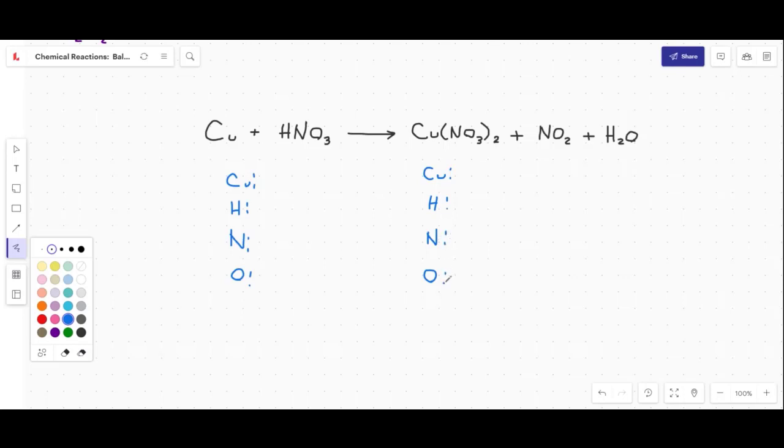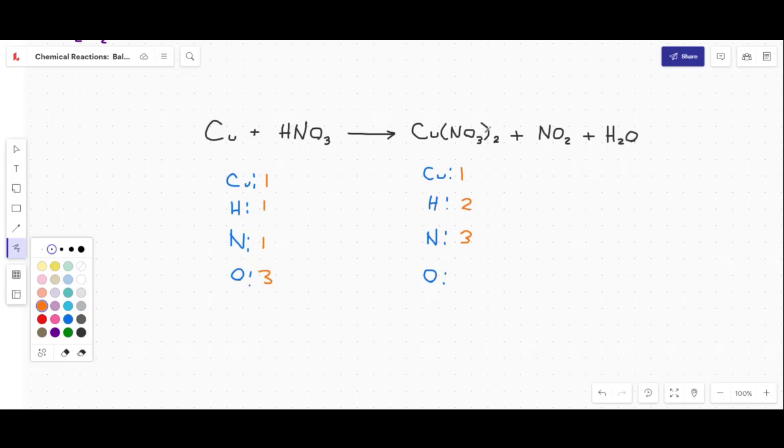All right. So here's what we're gonna do. We're gonna list out our elements here. Copper: there's one over here, and there's one over here. To start, hydrogen is one here, nitrogen one, oxygen three. How many hydrogens are on the product side? 2. How many nitrogens? 3. How many oxygens? 9. Yeah, nine. In this case, there are three places with oxygen on the product side.